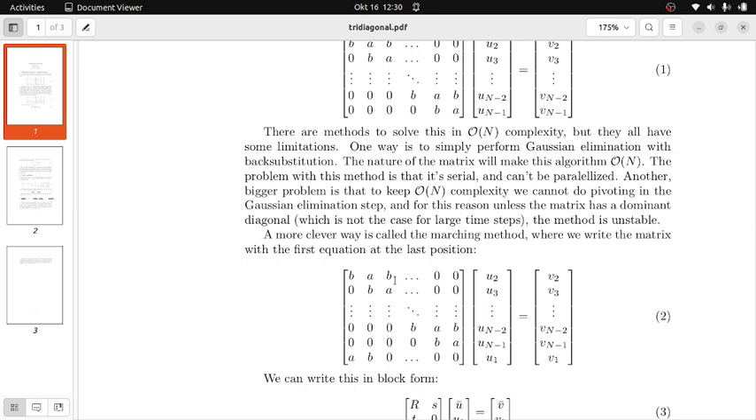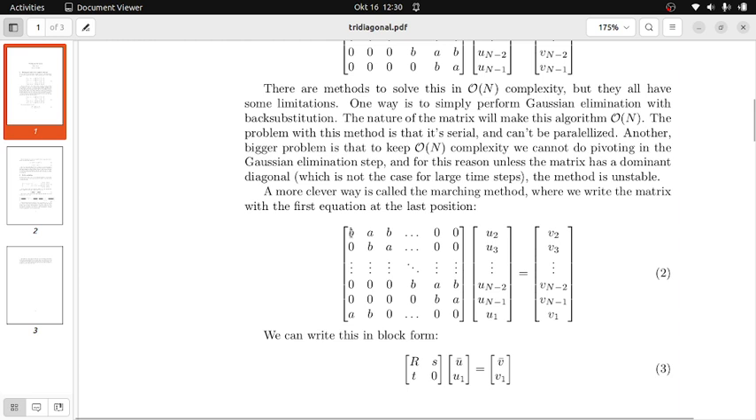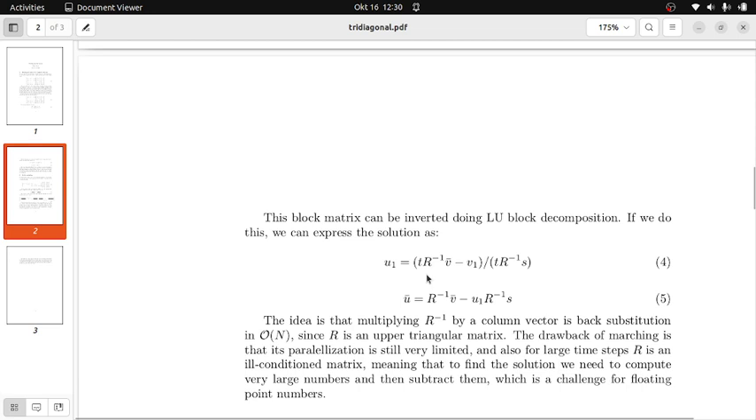There's another one called the marching method, which is very interesting. This row here is put last, all right? And if you see that in that part here, this row here is an upper triangular matrix. And it turns out if you write this in block form, you can invert it so that you can find U1 in terms of this upper triangular matrix that in the text is called R.